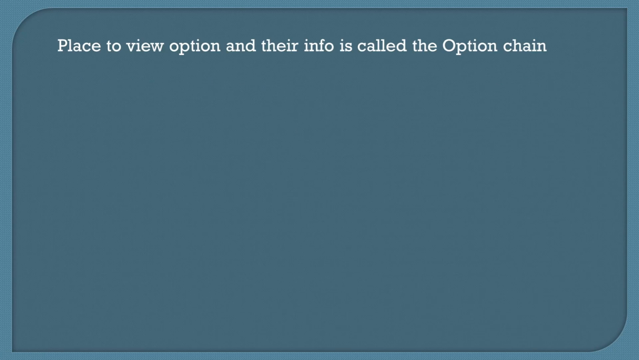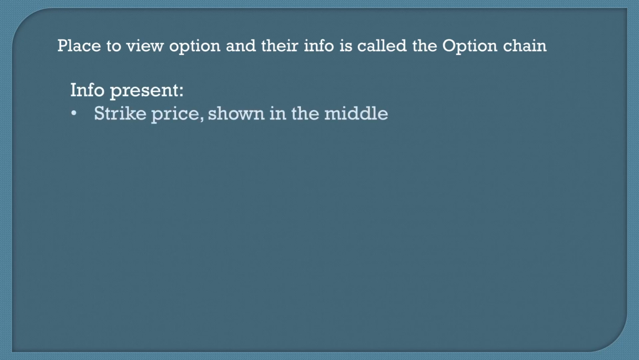What is an option chain? Well, the option chain is the place where you can view all the available options and their information. Some of the typical information that you can find in an option chain are the strike price of an option. Now, this is the target price that you want the stock to reach in the future, and this is normally shown in the middle of the option chain. You can view calls and puts as well. They will be shown at the sides of the strike price.